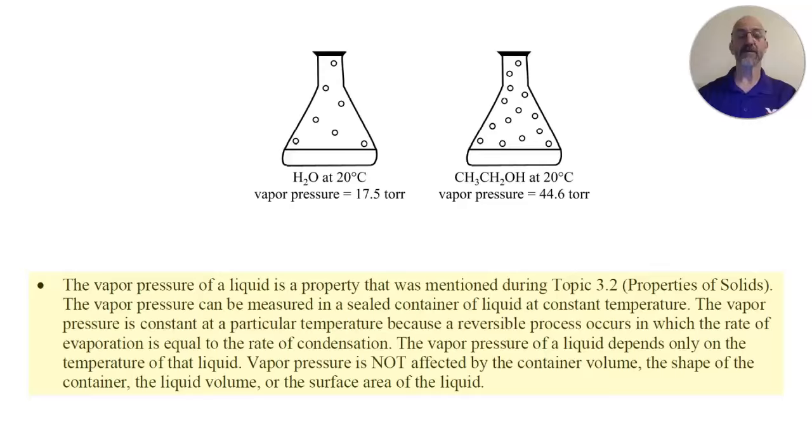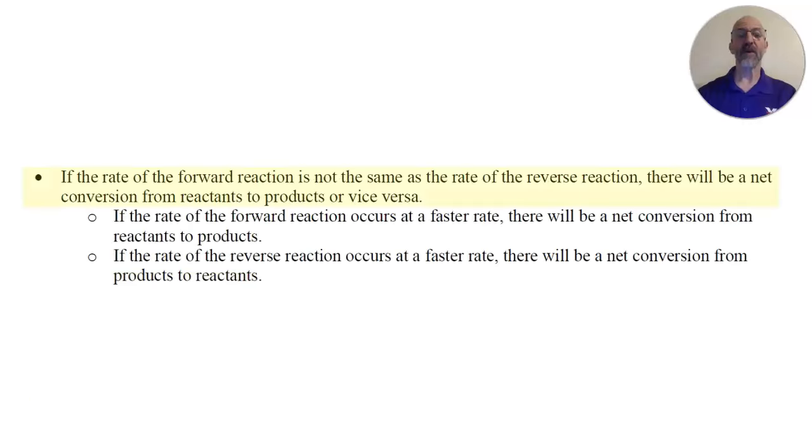Vapor pressure is not affected by the container volume, the shape of the container, the liquid volume, or the surface area of the liquid. If the rate of the forward reaction is not the same as the rate of the reverse reaction, then there will be a net conversion from reactants to products or vice versa. So if the rate of the forward reaction occurs at a faster rate, then there will be a net conversion from reactants to products, from left to right. On the other hand, if the rate of the reverse reaction occurs at a faster rate, there will be a net conversion from products to reactants, or from right to left.